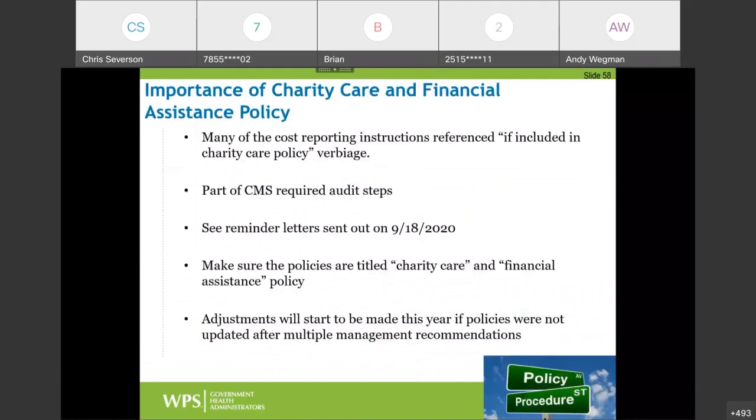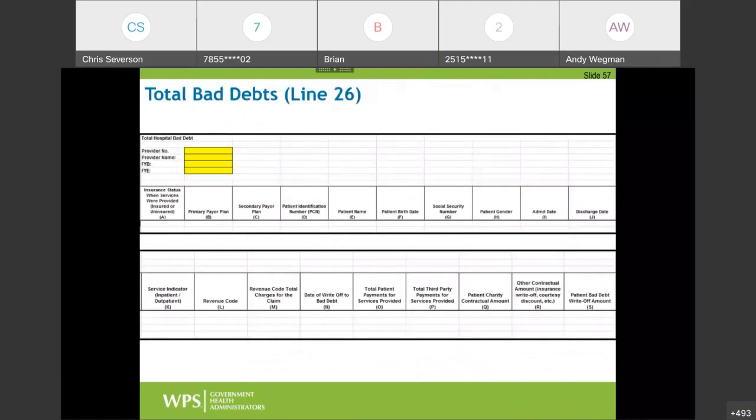So line 26, the template basically. Most of the template's the same, except toward the end, we're starting to deal with something different. We still have the same thing: the revenue code total charges. We're offsetting patient payments, offsetting third-party payments, offsetting all the same things.